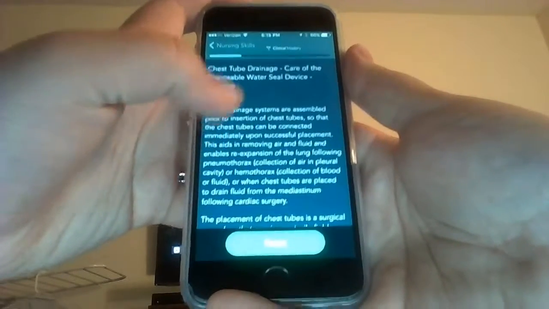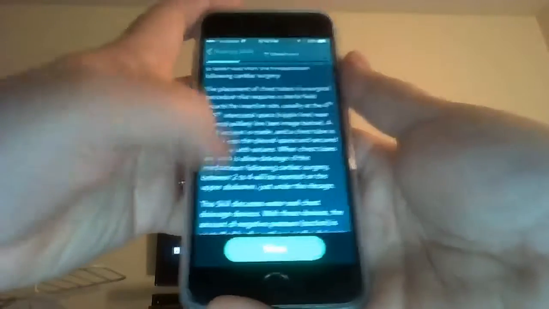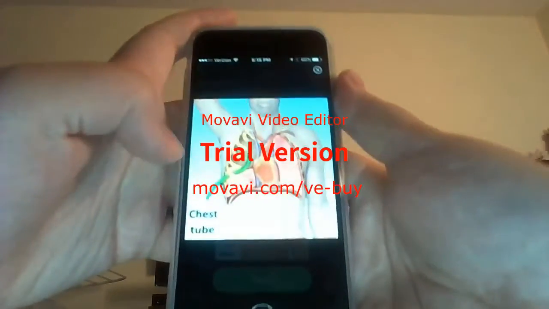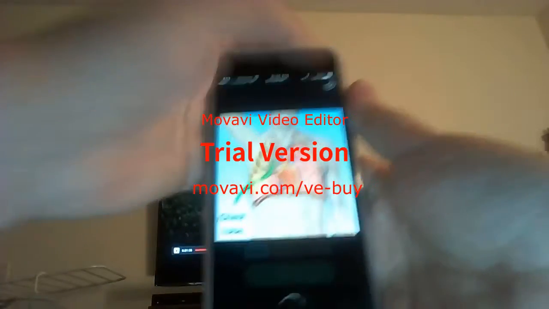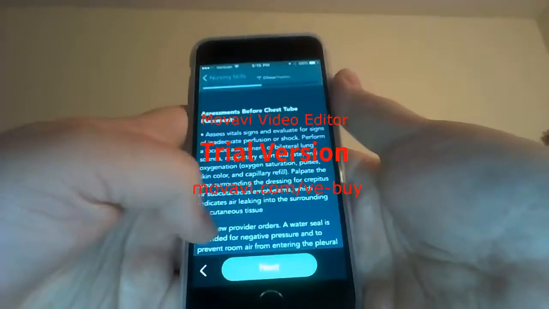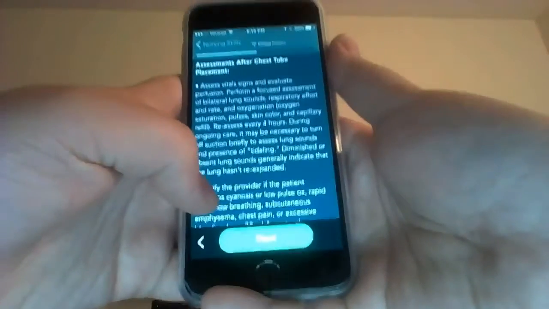Here it goes over the purpose of the chest tube and the chest drainage system, what it's good for, where it's inserted. It gives you this nice little picture. We can go to next. It goes over assessment before chest tube placement. We want to assess the patient, their vital signs, review the orders, because you never want to do anything where you don't have an order.